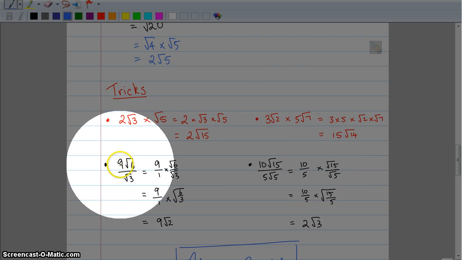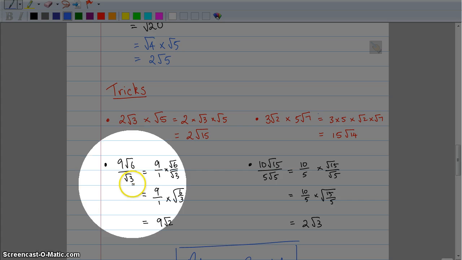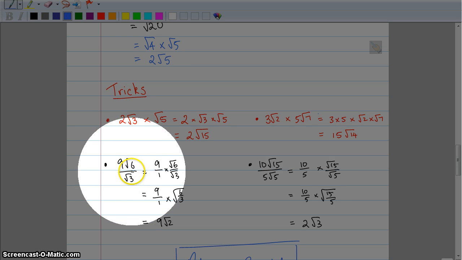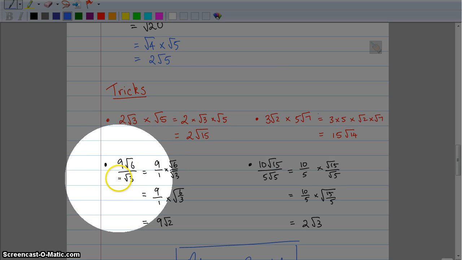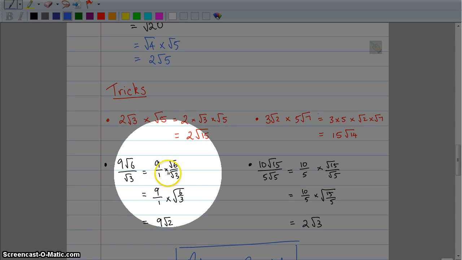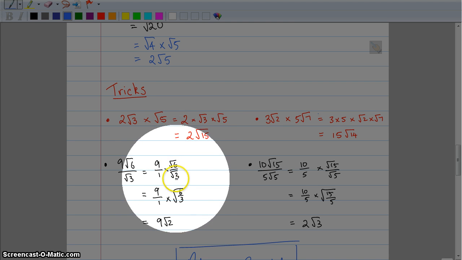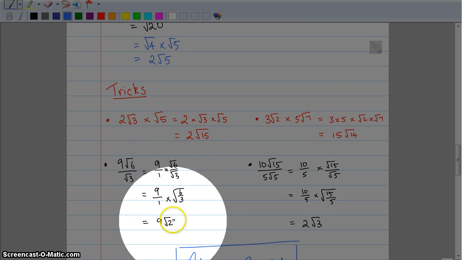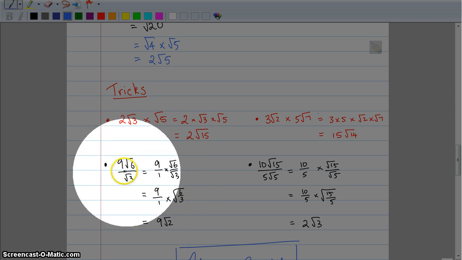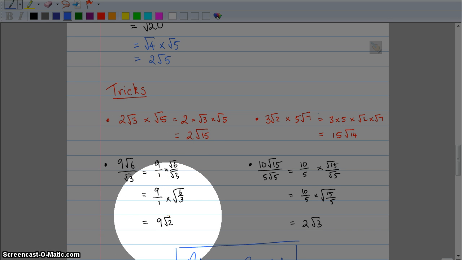Now, if we're dividing 9 root 6 over root 3, again we do the numbers in the square roots, we divide those together, and the numbers outside the square roots we divide as well. And there's always an invisible one or a secret one there as well. So that becomes 9 over 1 multiplied by root 6 over 3. Now root 6 over 3 becomes root 2, and 9 over 1 just becomes 9 as well. So that one simplifies down to 9 root 2.